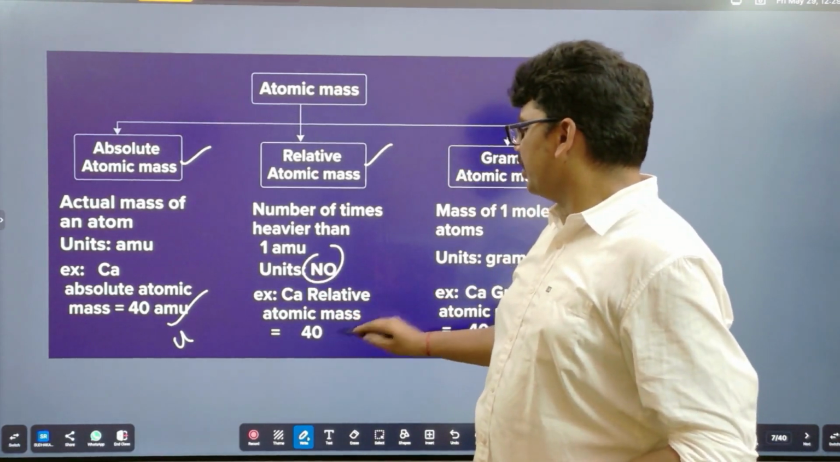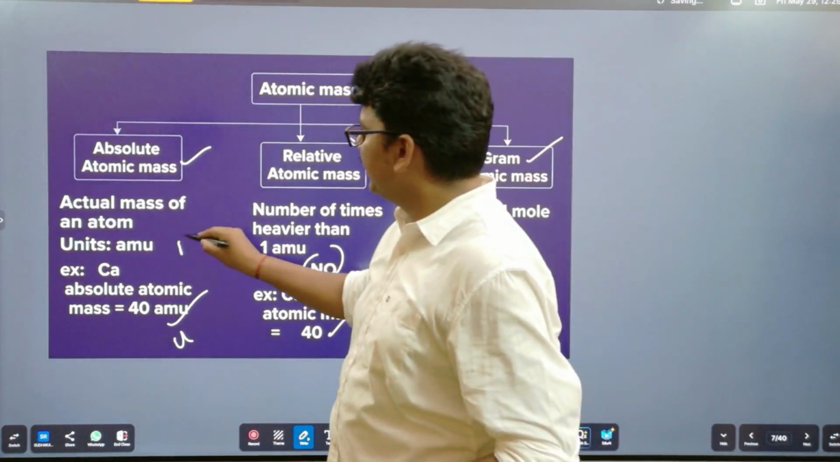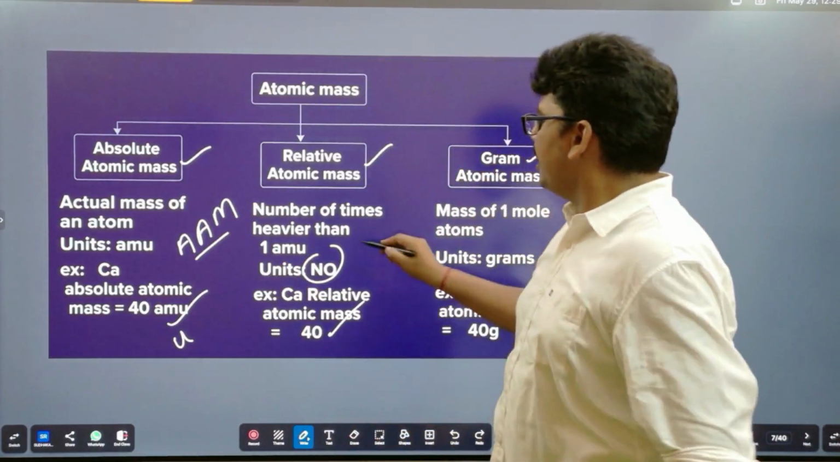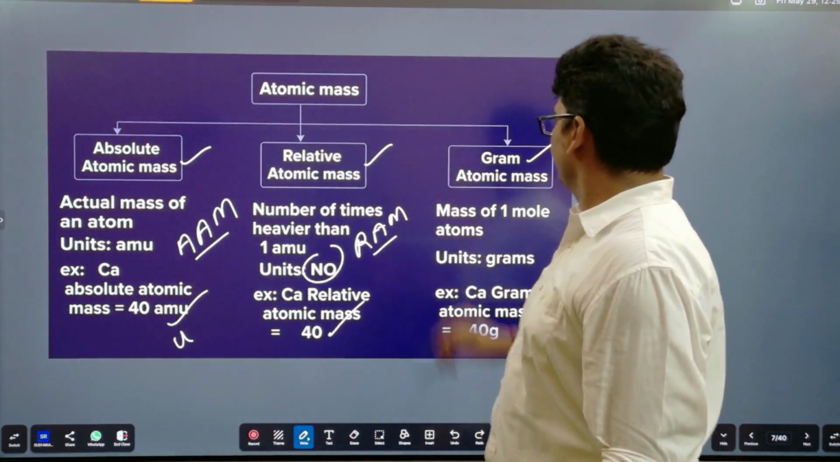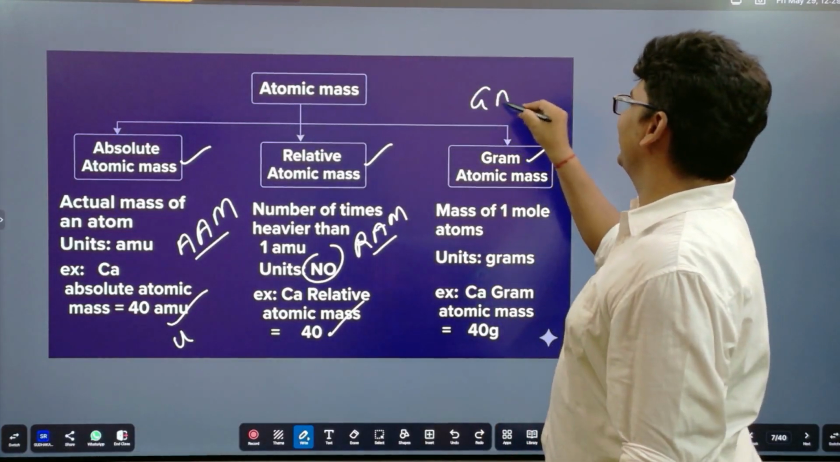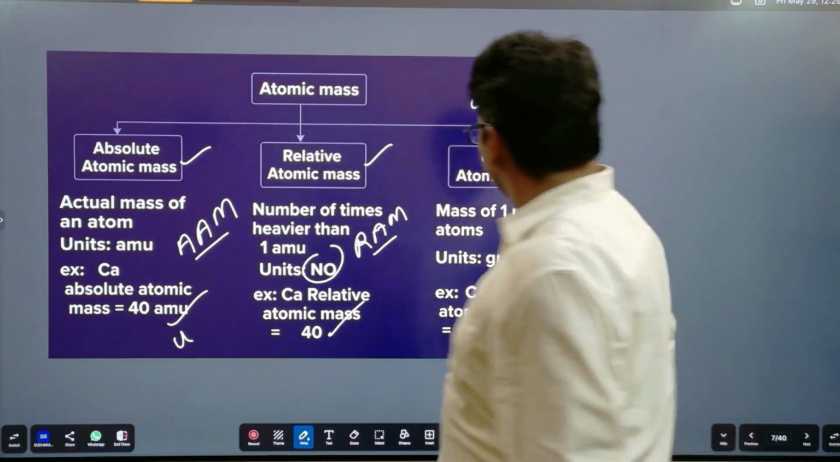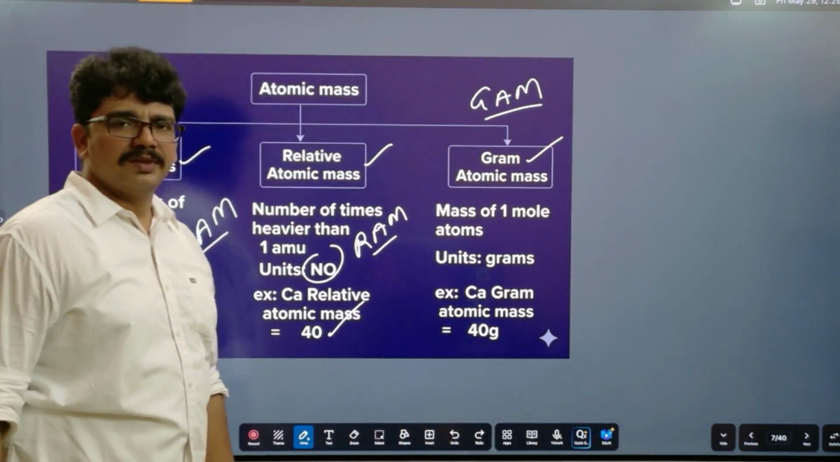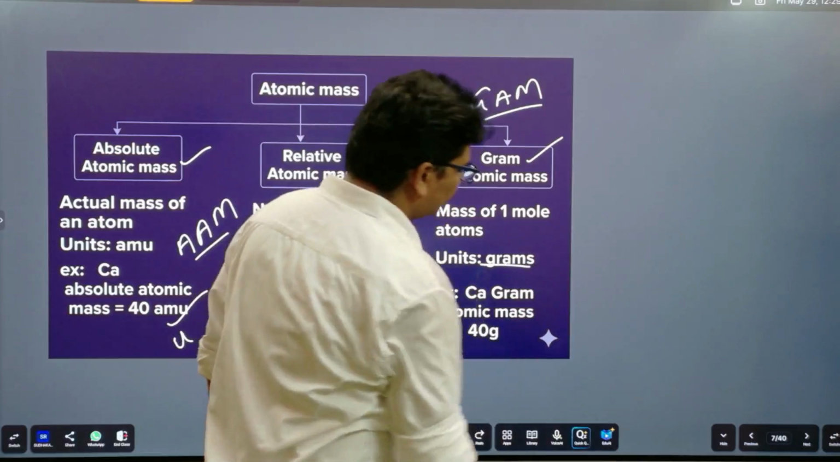What is a relative atomic mass? 40. So absolute atomic mass, take it as AAM. Relative atomic mass, take it as RAM. Gram atomic mass, take it as GAM. What is gram atomic mass? Mass of 1 mole atoms. Mass of 1 mole atoms is gram atomic mass. Its units are grams.